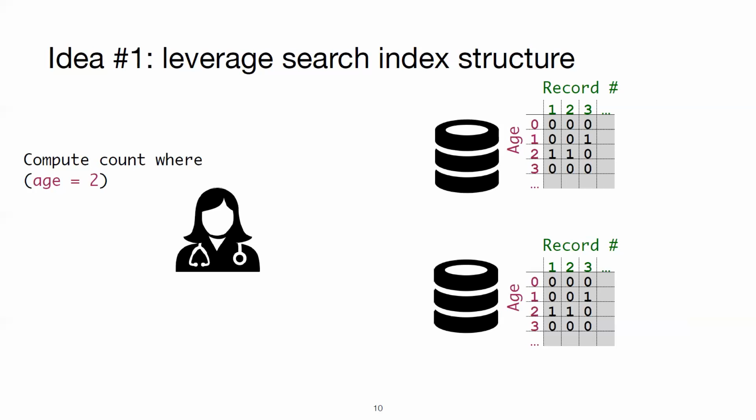So now we can show how we can actually leverage the structure of the search index. So we're going to have a copy of this table at each of the servers. And for now, we're just going to assume that we have some way to protect the contents of the table in gray. I'm going to show you how we do that in a second. And so as before, we're going to generate these FSS keys. So for computing the number of records where age is equal to 2, we're going to generate FSS keys for that function, and then send the keys to each of the servers.